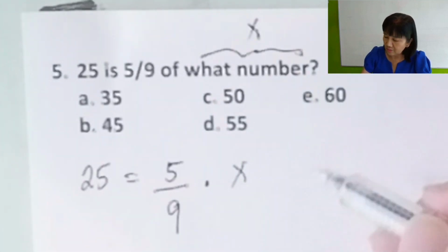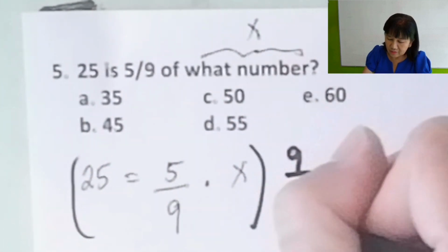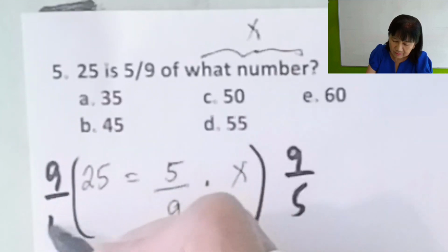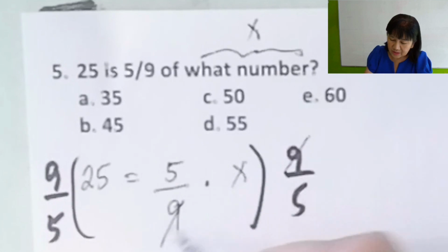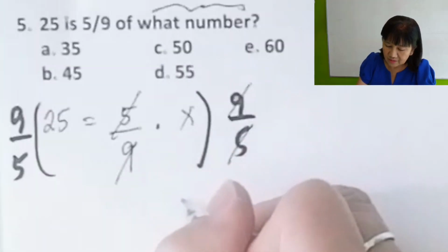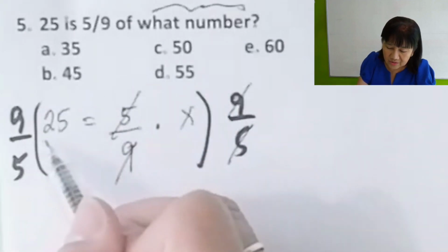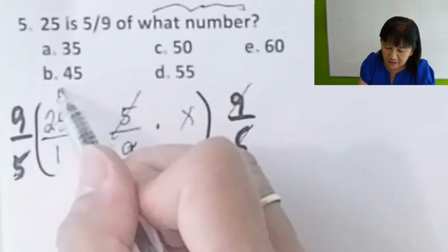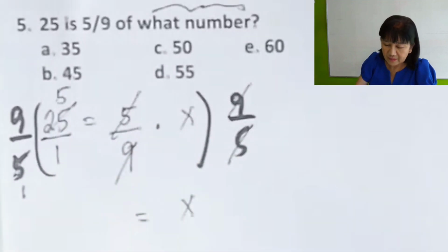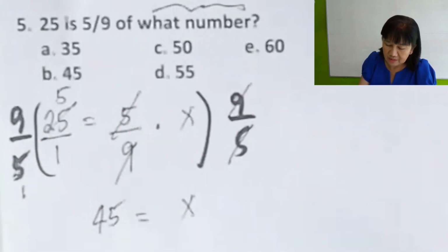X. So in this case, you have to multiply both sides by 9 over 5. Both. There. So you have here 9 cancels with 9, 5 cancels with 5, you're left with x. Very good. And then this is understood to be over 1. So 25 by 5 is 5 here, 1 here. 5 by 5 is 1. 9 times 5 is 45. So x is equal to 45. The answer is letter B.